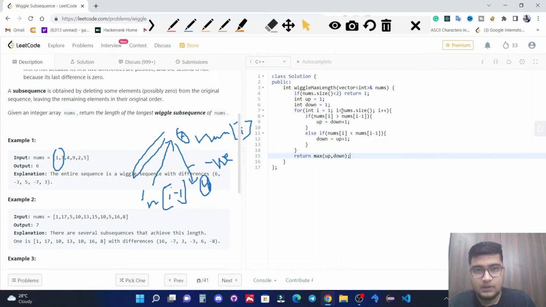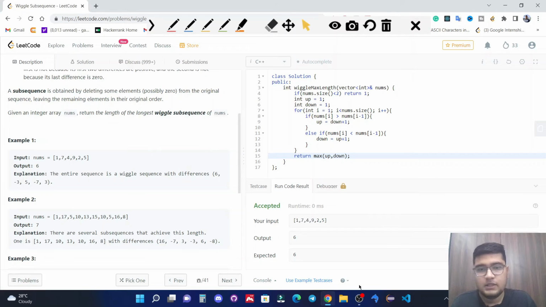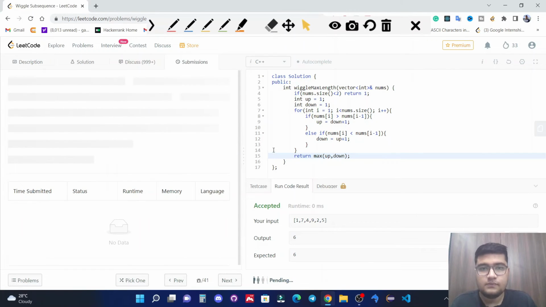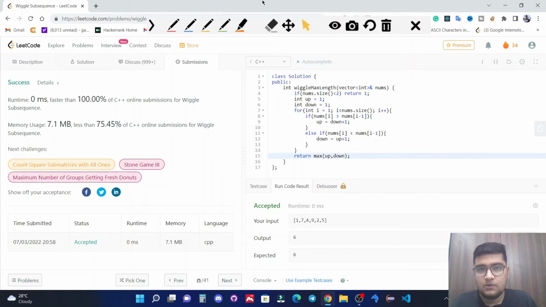Alright, I hope this is fine. Let's just run it. Yeah, it's working fine. Let's just submit it. Yeah, it's perfectly fine. So let's calculate the time and space complexity of our solution.